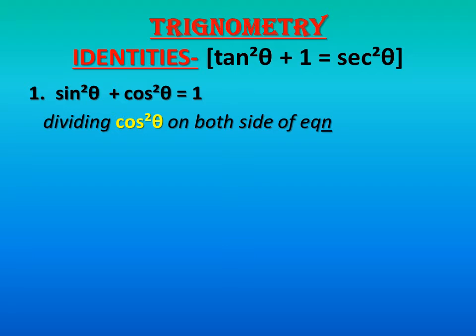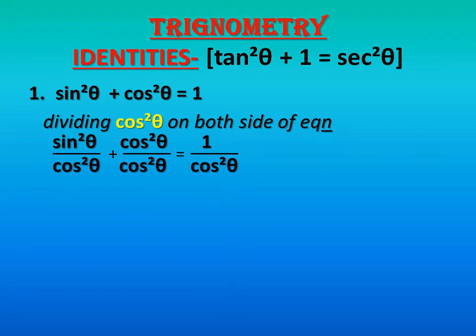Next, we have to prove the second identity, that is tan square theta plus 1 is equal to sec square theta. How can we prove it? From the previous identity, what have we proved? Sine square theta plus cos square theta is equal to 1, which we got with the help of the Pythagorean theorem. Now in this equation we divide by cos square theta on both sides. Then what do we get? Sine square theta upon cos square theta plus cos square theta upon cos square theta is equal to 1 upon cos square theta.